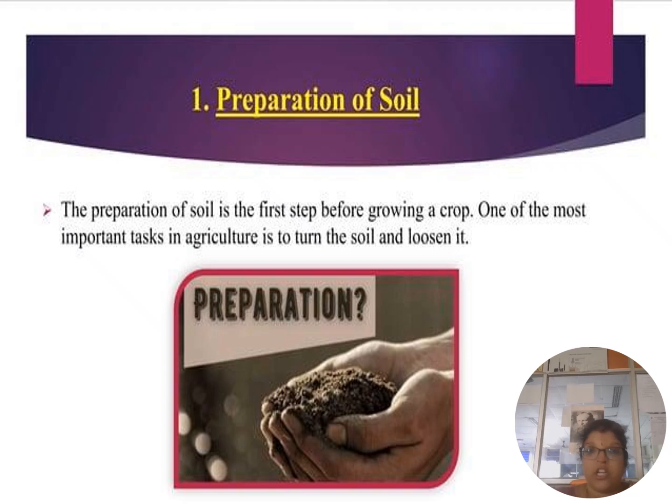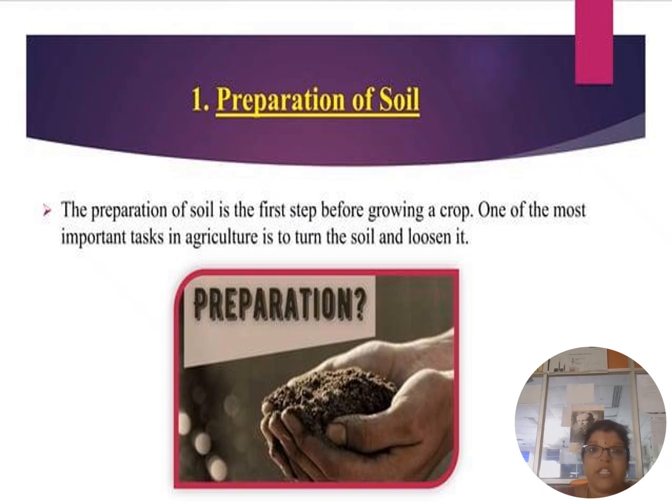One of the most important tasks in agriculture is you have to turn the soil and loosen it. So this soil preparation is done for all the crops. The main field preparation is done. Then we have to go for sowing. Then we have to go for further process.